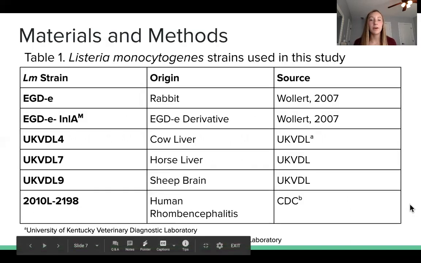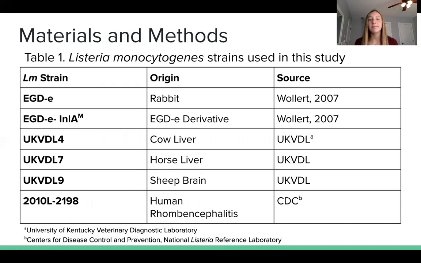Before I go into talking about each of my individual projects, I want to go over each of the strains that I was working with for this. The first 2 here are EGDE and EGDE INLAM. EGDE is the most common strain of Listeria. There's been a lot of research done on it, and it's the baseline for a lot of Listeria research. So INLAM is a genetic variant of EGDE, and so they have the exact same genetic composition, except for the fact that INLAM is lacking the gene INLA.